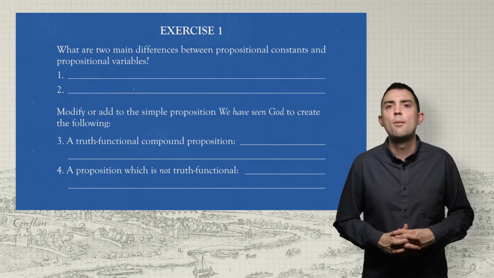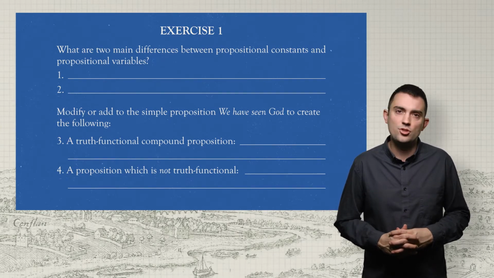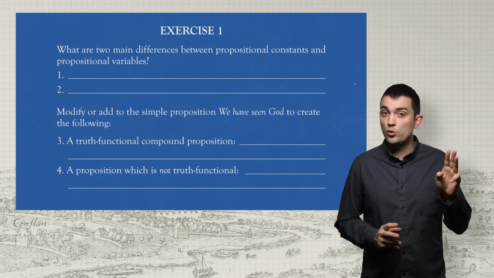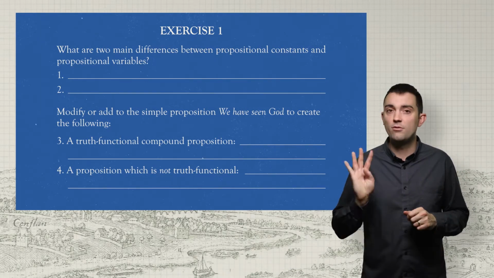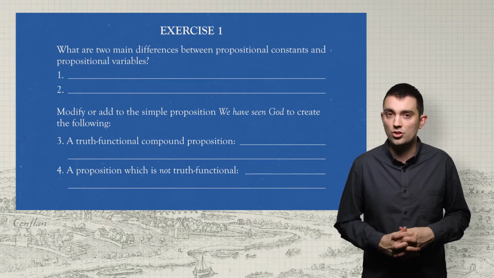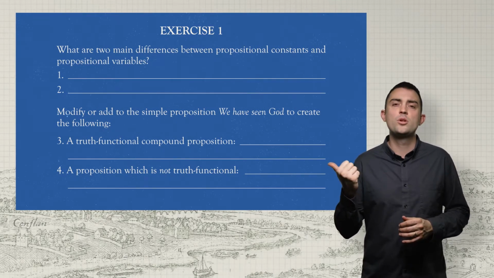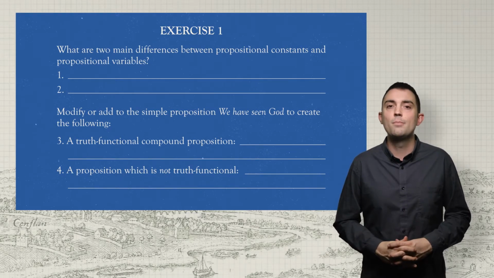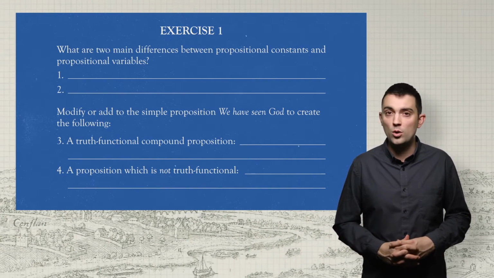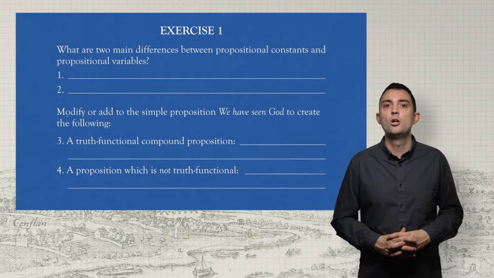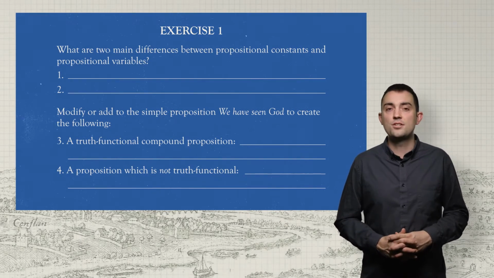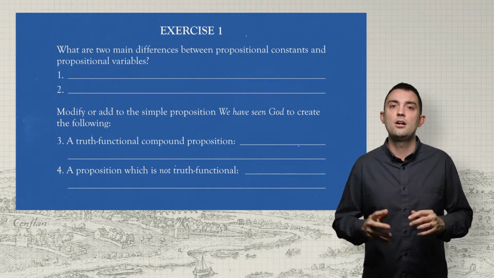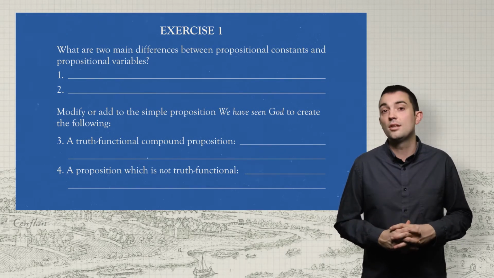Numbers 3 through 4 modify or add to the simple proposition, we have seen God, to create the following. Number 3, a truth functional compound proposition, and number 4, a proposition which is not truth functional. So make sure in both of those you use the phrase, we have seen God, and then modify that. To be truth functional, make sure that the truth value of the first one depends upon the truth value of we have seen God. Then when it's not truth functional, add to it to make sure that the truth value does not depend on that statement, just like we did in the lesson.